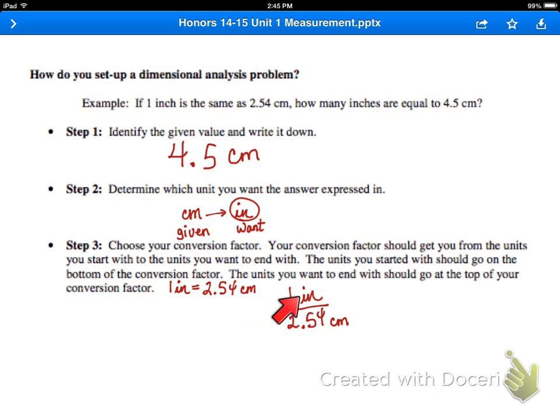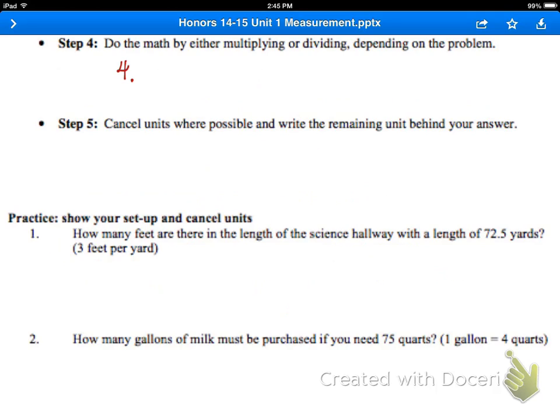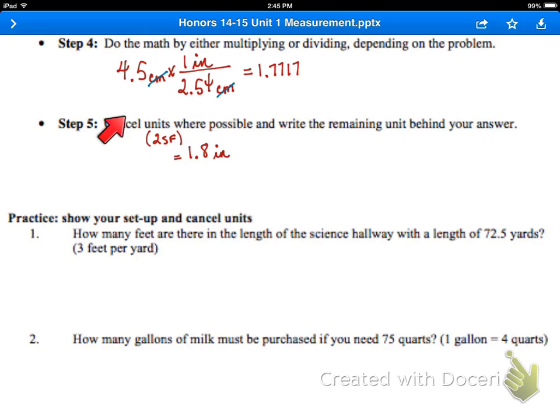Decide if you want inches on the top, centimeters on the bottom, or centimeters on the top and inches on the bottom. Because we're starting out with centimeters, and centimeters has to cancel, centimeters is going to be on the bottom. So do the math. Set up your equation. 4.5 centimeters times 1 over 2.54. Because 2.54 is on the bottom, we're going to divide and then calculate the answer, 1.7717.